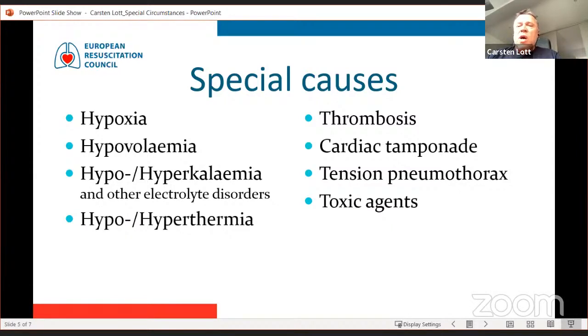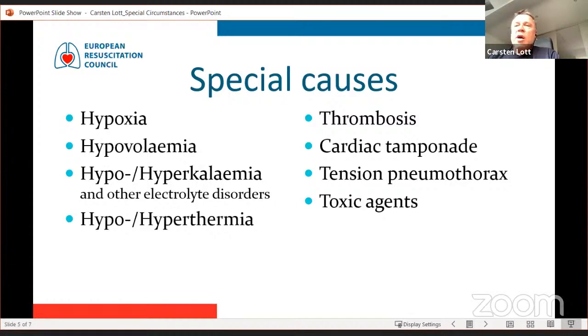We have something new in hypothermia, especially in the prognostication part. In thrombosis, we added the chapter on coronary thrombosis. Cardiac tamponade and tension pneumothorax remained unchanged. With toxic agents, we have a very new chapter with detailed information on specific toxic agents that will be available as a supplement once we publish our guidelines.